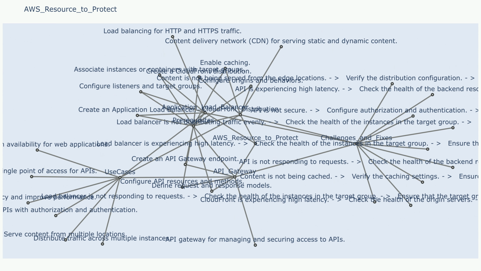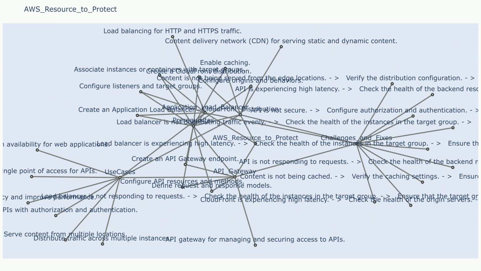CloudFront distribution. Description: Content Delivery Network (CDN) for serving static and dynamic content. Prerequisites: create a CloudFront distribution. Configure origins and behaviors. Enable caching. Use cases. Serve content from multiple locations. Reduce latency and improve performance.